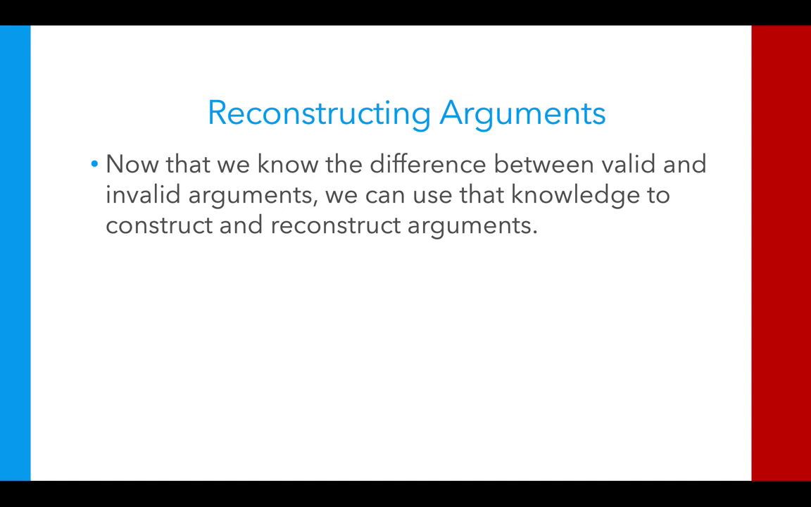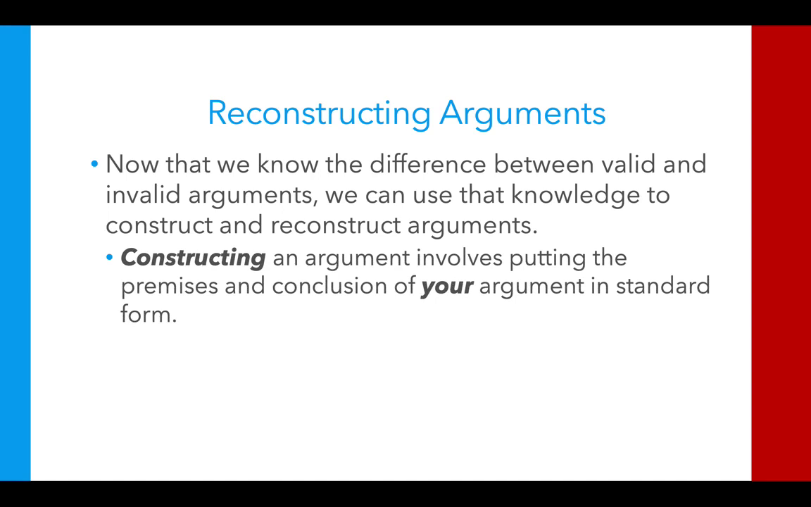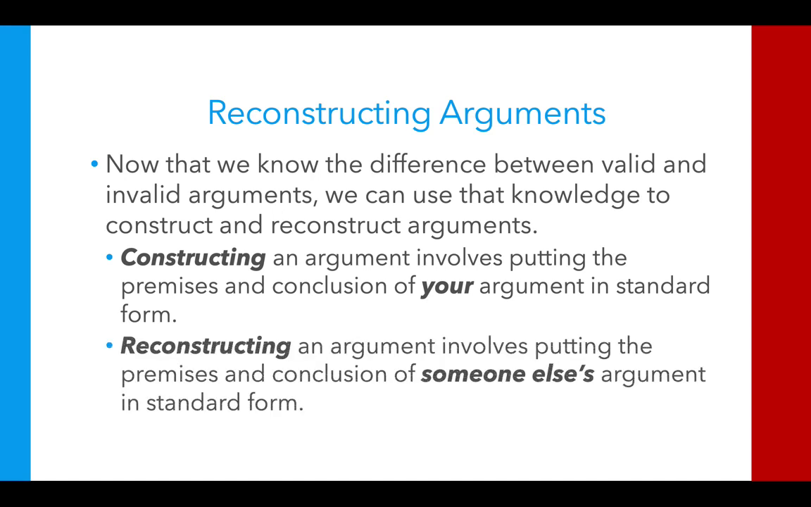I've sort of said this already. Now that we know the difference between valid and invalid arguments, we can use it to construct and reconstruct arguments. Constructing an argument means putting the premises and conclusion of your own argument into standard form. So constructing is like, I'm going to make an argument. Reconstructing an argument involves taking what someone else has given and putting that argument into standard form.